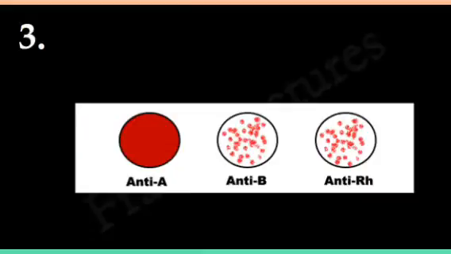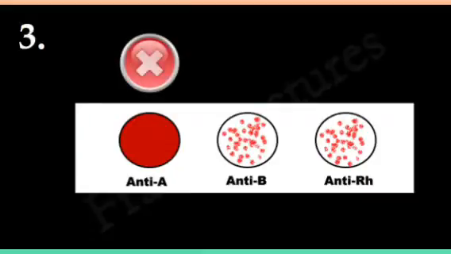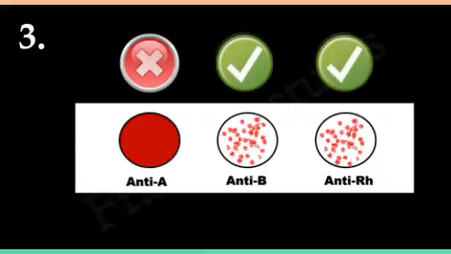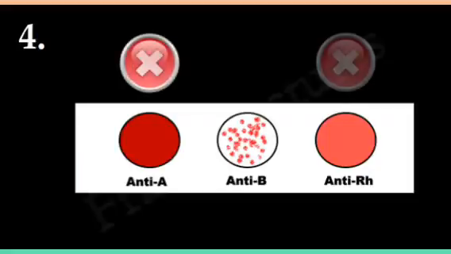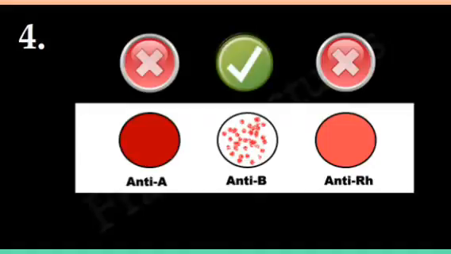Here, no agglutination in the anti-A circle. So, antigen A is absent. B and Rh antigens are present since agglutination is observed in the anti-B and anti-Rh circles. So, blood group will be B positive. Here, antigen A and Rh antigens are absent since there is no agglutination in the anti-A and anti-Rh circles. Agglutination in the anti-B circle indicates presence of B antigen. So, blood group is B negative.